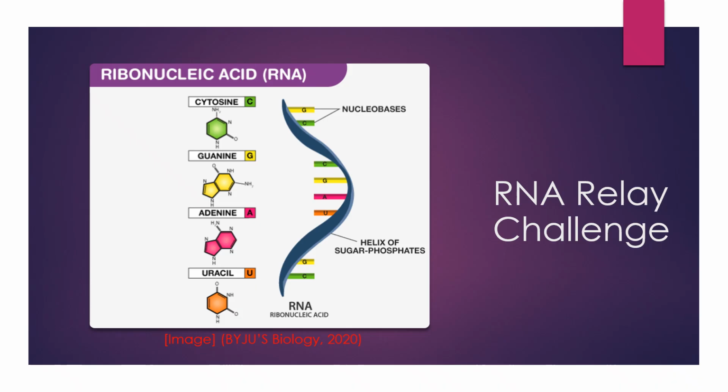Station 3 is amino acid assembly. Here, students will use magnetic amino acid pieces, paper cutouts, or beads to build the polypeptide chain according to their codons. This activity helps students physically move through the process of transcription and translation, seeing how different forms of RNA cooperate to produce a functional protein.